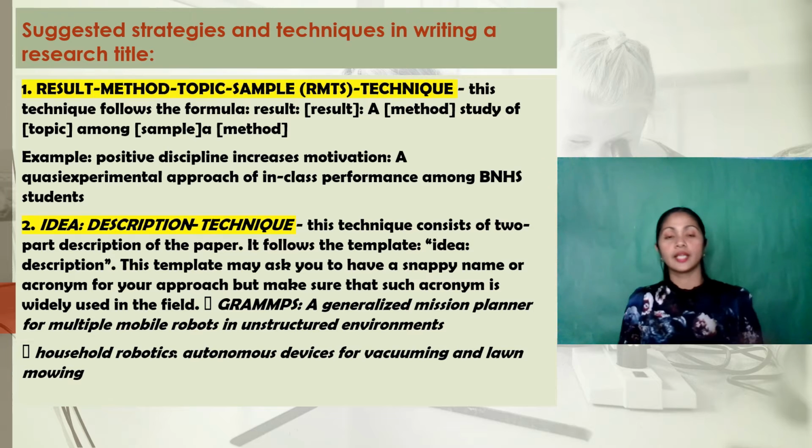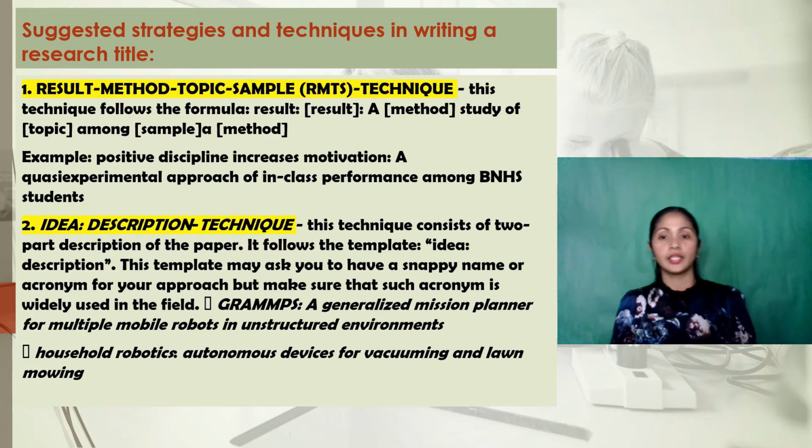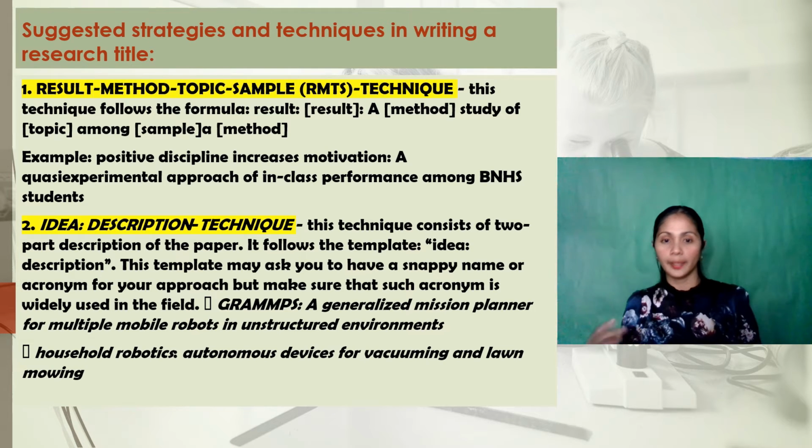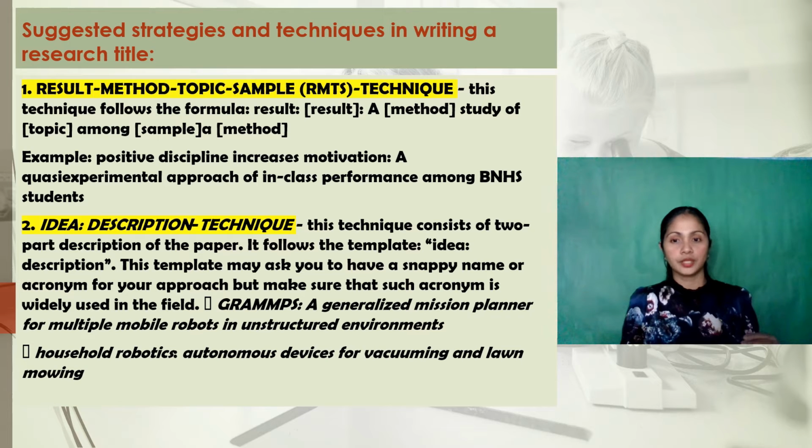Then another technique is the idea description technique. This technique consists of a 2-part description of the paper. It follows the template idea first, and then colon, and then the description of that idea. This template may ask you to have a snappy name or acronym for your approach, but make sure that such acronym is widely used in the field. For example, GRAMPS, a generalized mission, multiple mobile robots in unstructured environments. See, GRAMPS is the acronym which is an idea, and then a generalized mission is the description of the idea of GRAMPS.